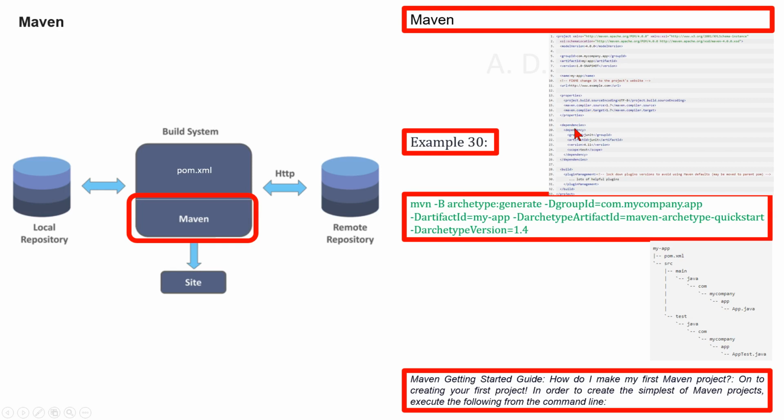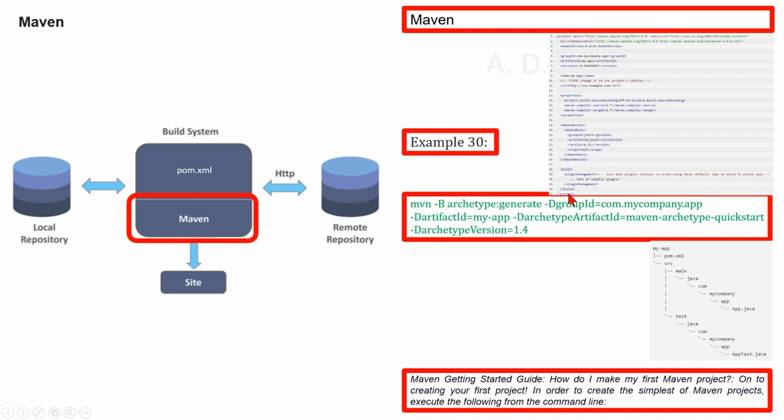Dependencies: this element's children list dependencies, the cornerstone of the POM. Build: this element handles things like declaring your project's directory structure and managing plugins. For a complete reference of what elements are available for use in the POM, please refer to our POM reference in the documentation.